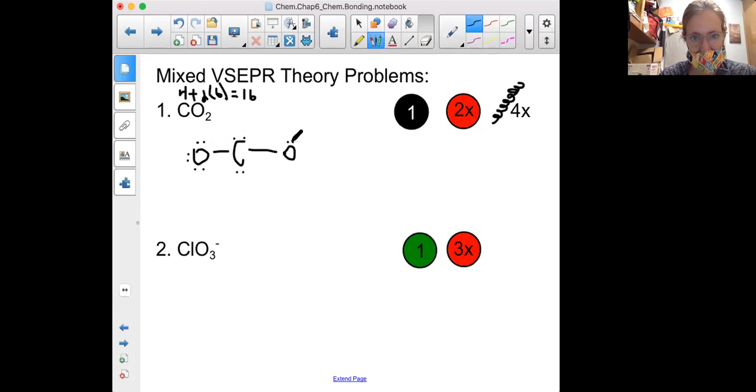Now carbon has 8. This oxygen has 8, and the other oxygen has 8. Now I'm going to count up all the electrons. 2, 4, 6, 8, 10, 12, 14, 16, 18, 20. Well, geez, I'm only supposed to have 16. So that means we're going to have some multiple bonds going on here, right?